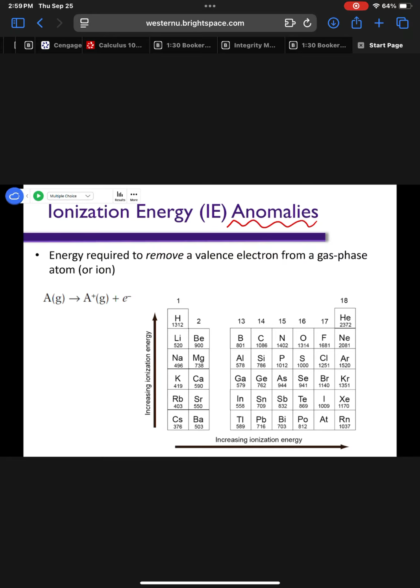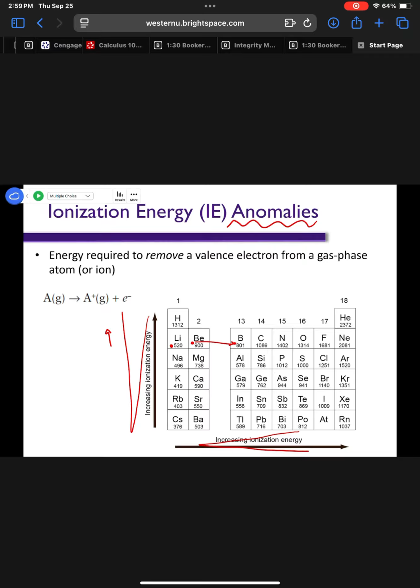Okay, those are the big trends, but there are some exceptions. Although those are the big trends, let's imagine we plot this out here. I'm going to say 520. Here's my little y-axis. There's 520. Here's 900. We've gotten bigger. That follows the trend. But then we go down to 800. That was actually a decrease going across the periodic table. That doesn't match my big trend.